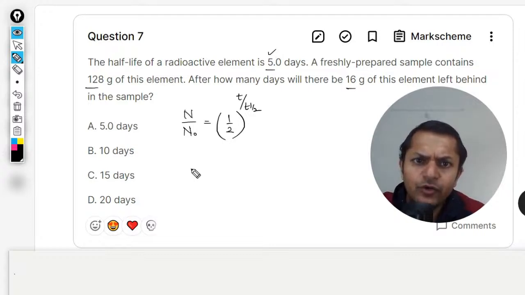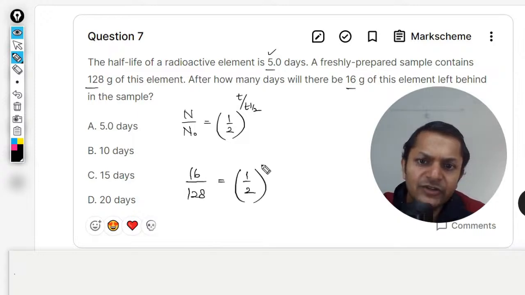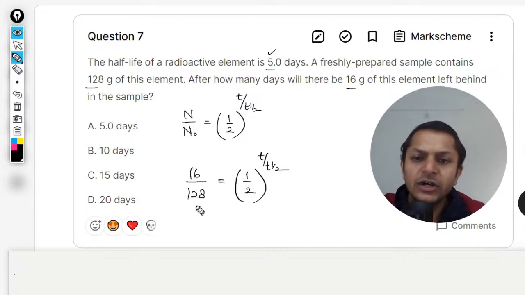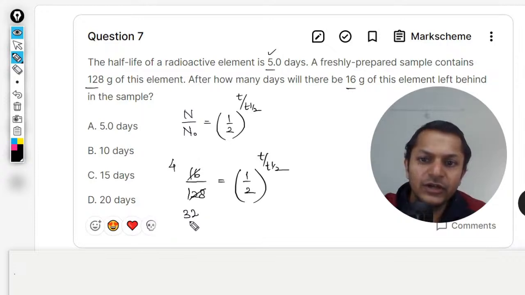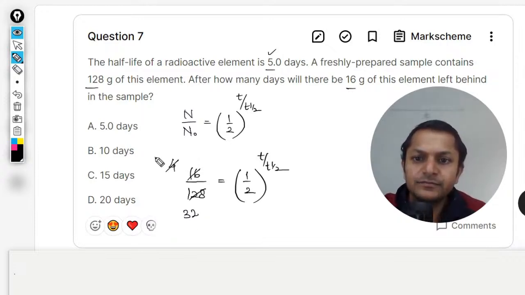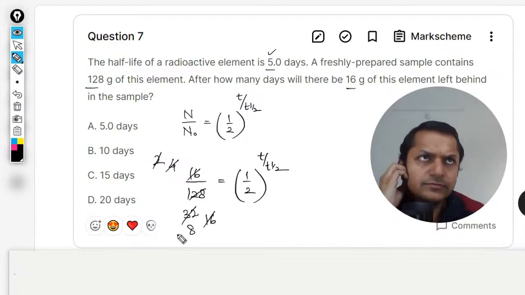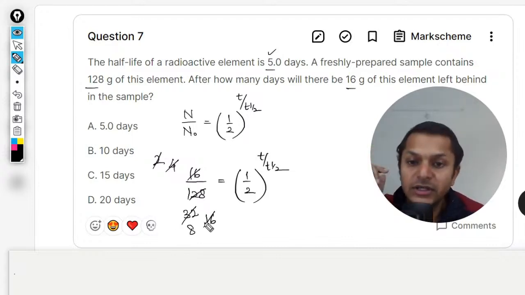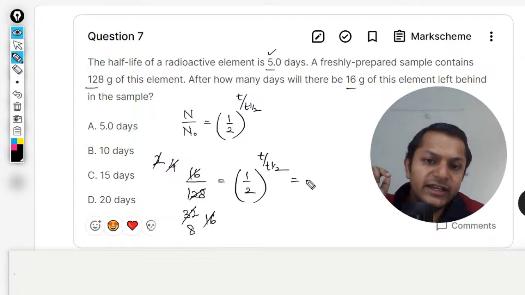So the number of nuclei should be 16 now, and we started with 128. So half raised to the power number of half-lives equals 16 divided by 128. So what is it? I'm not remembering the table now. 4 fours are 16, 4 threes are 12, 4 twos are 8. So clearly this is 1 by 8.